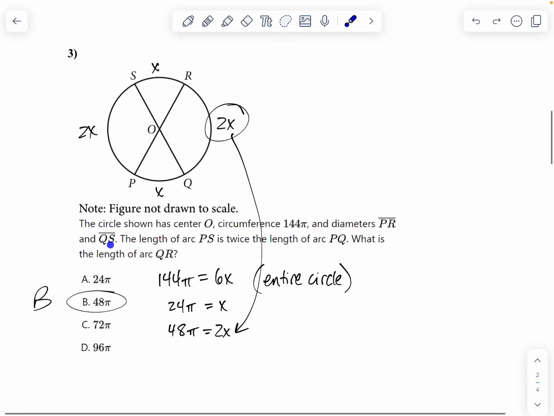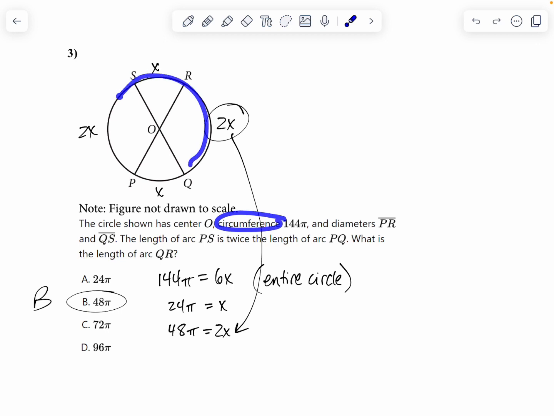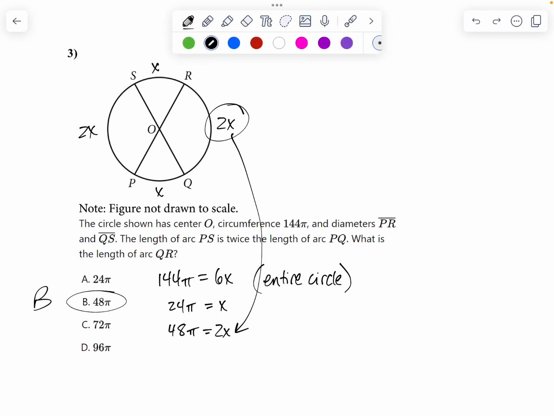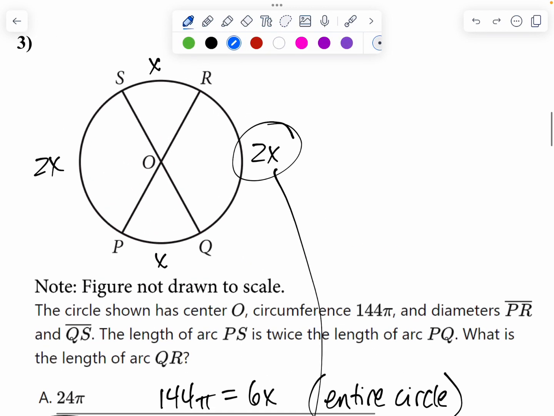Next one, still talking about arcs. We have, again, a circumference, which means all the way around is 144 pi. And these are both diameters. That's good to know because a diameter goes through the exact perfect center. And it's important also to know that that's the center, which means that this angle equals this angle. We've got vertical angles, and that makes this arc equal to this arc. Okay, we also have this angle equal to this angle, which makes this arc equal to this arc.